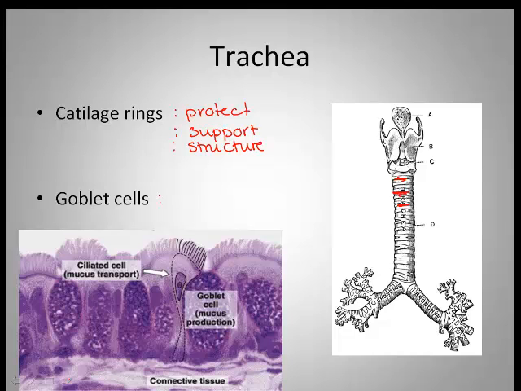We also have goblet cells in our trachea. These are going to produce mucus, and they're going to contain cilia, again, for sweeping out and trapping any debris so that it doesn't enter our lungs. Looking at this diagram, it's our epithelial cells. Here are our goblet cells. Here's the mucus that's being created, and then you can see the cilia on the outside of the goblet cells for the sweeping motion.